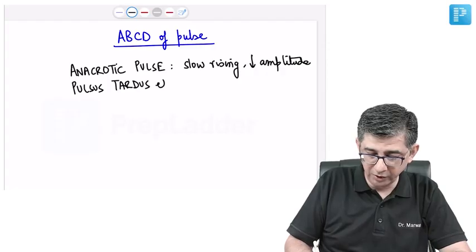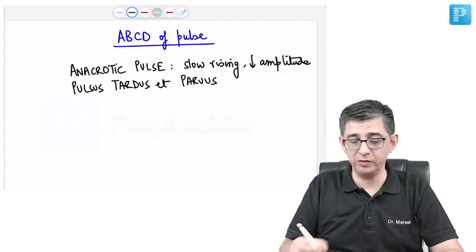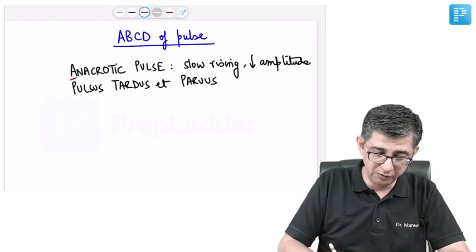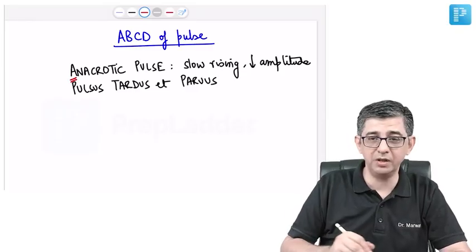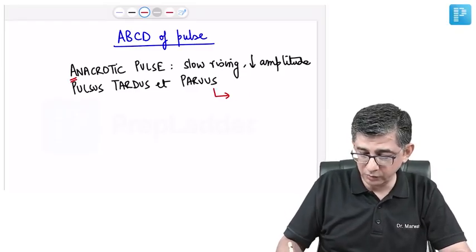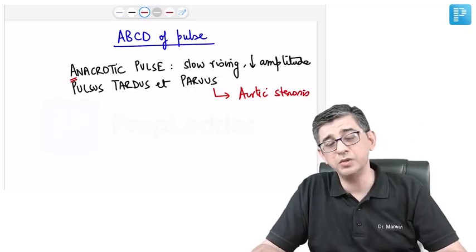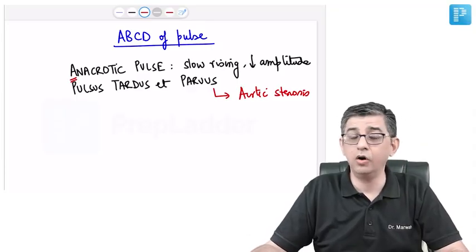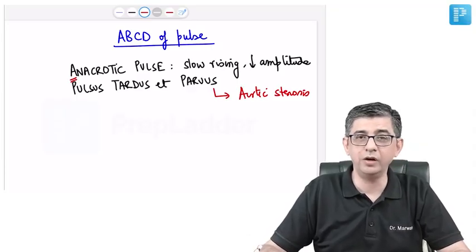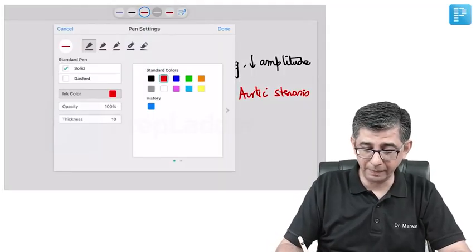The point I'm trying to make is that there are different terms used which can cause error of judgment. In the ABCD of pulse, alphabet A is to be remembered mainly for anacrotic pulse. That's the alternative term I mentioned, and this would be your answer for a person having valvular aortic stenosis. Aortic stenosis usually occurs in extreme age groups. Usually there's calcification of the valve at 75-80 years of age, or it is seen in the pediatric age group due to rheumatic etiology, but aortic stenosis is unlikely to be seen at your and my age.